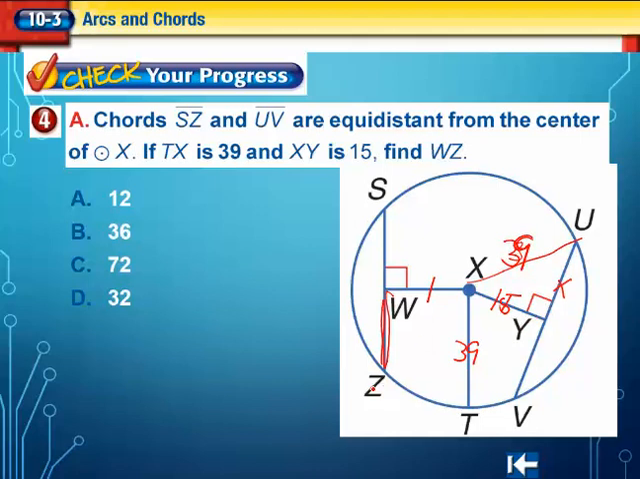So I'm going to let you work through that. I'll set you up. 15 squared plus x squared equals 39 squared. Pause the video, work through that, and see what answer you get. Hopefully you paused it and worked it out yourself, and you saw that our missing side was 36.